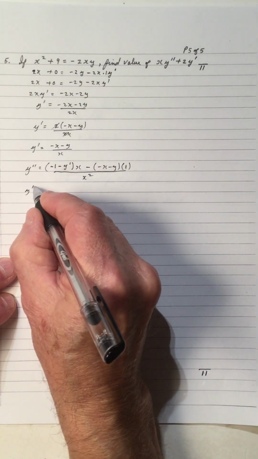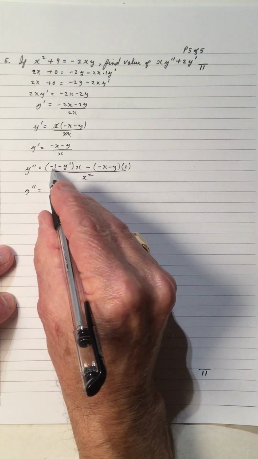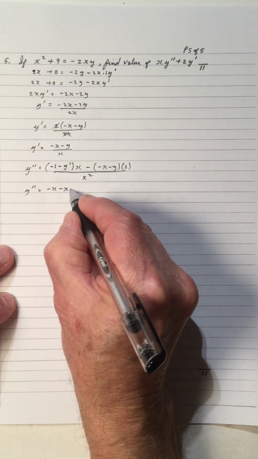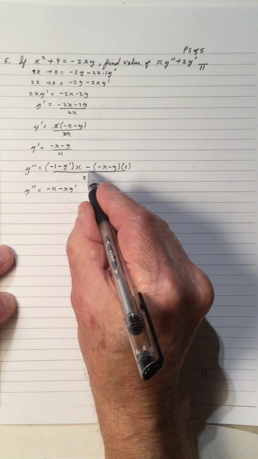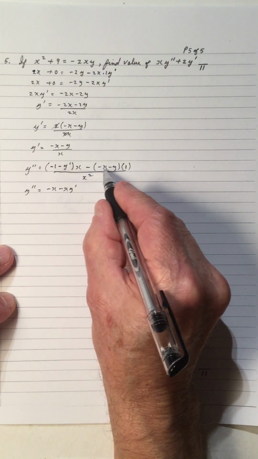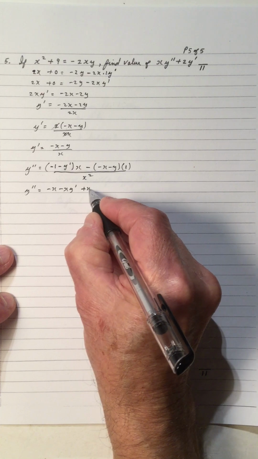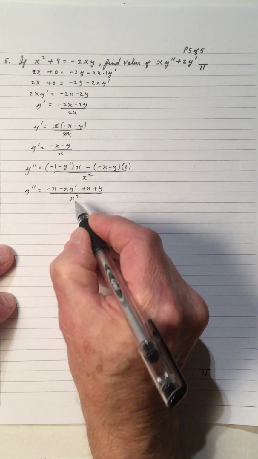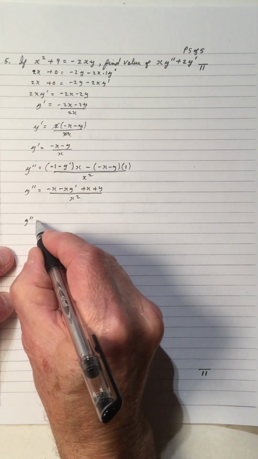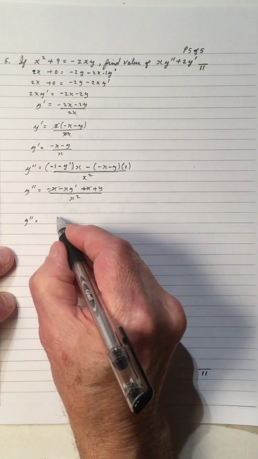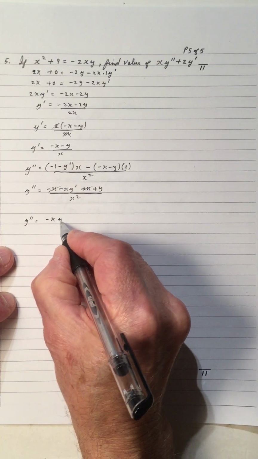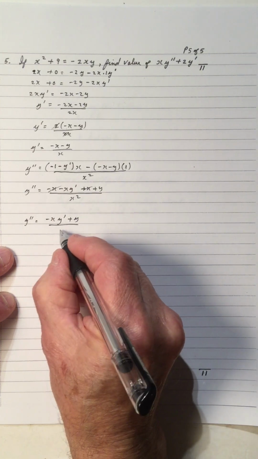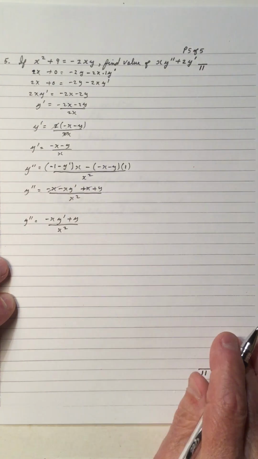So y double prime, simplify this: we get negative 1 times x is negative x, and we get a negative x y prime, and we got a negative 1 times this binomial here, so it's a positive x, positive y, all over x squared. So y double prime: the x's cancel out, so we get negative x y prime plus y over x squared.